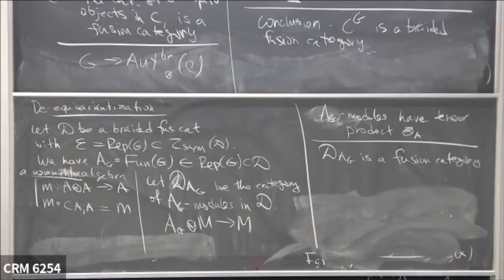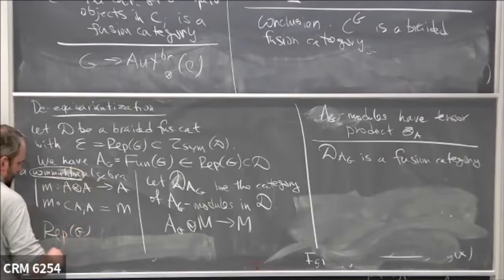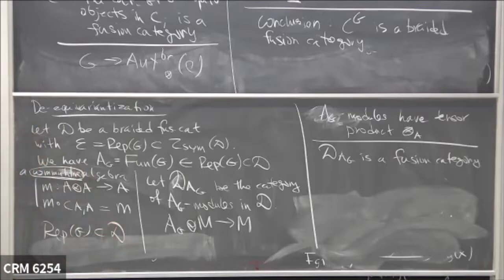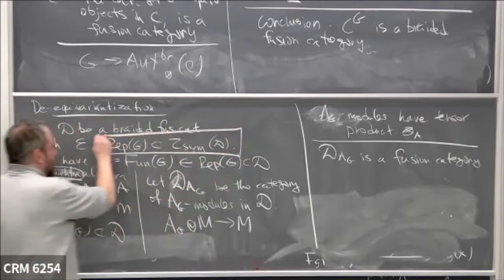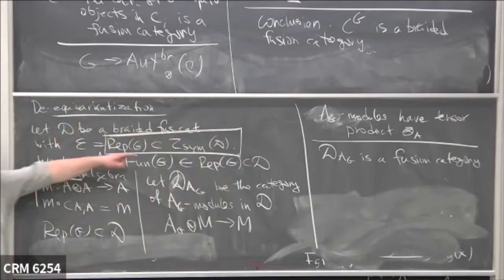Look at what we did in the process. The only thing that we used was that this algebra is commutative, right? Now, it would be commutative if rep G sat inside D, right? I would say the same words and I would be correct. But in fact, more is given. Not only is it inside D, it's in the symmetric center of D.